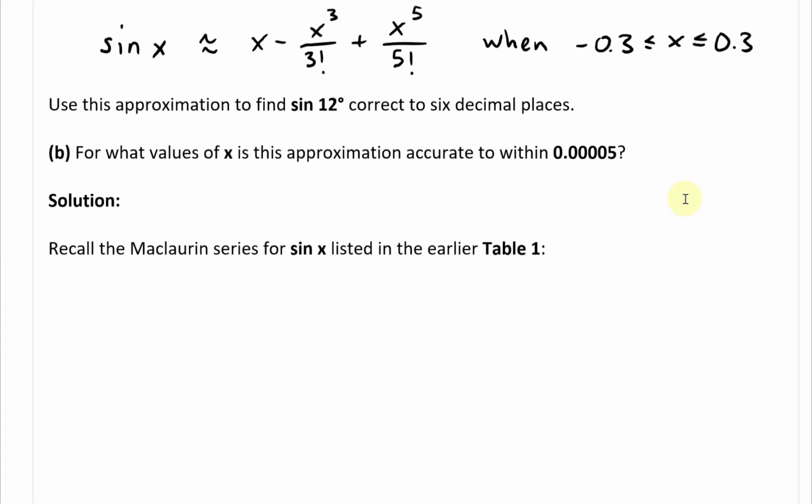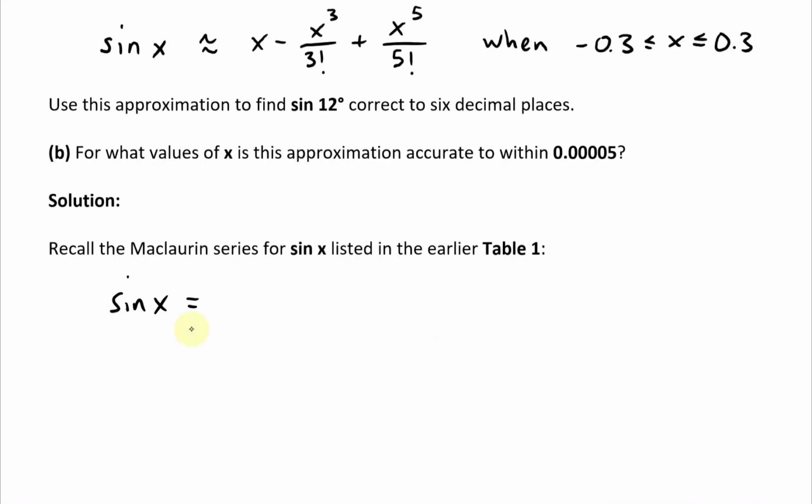So sine of x is equal to, when you go to infinity, x minus x to the 3 over 3 factorial plus x to the 5 over 5 factorial minus x to the 7 over 7 factorial plus dot dot dot, and it keeps going. Goes all the way to infinity, and again the radius of convergence is infinity, so this holds for all values of x.